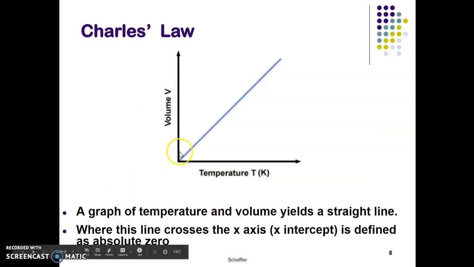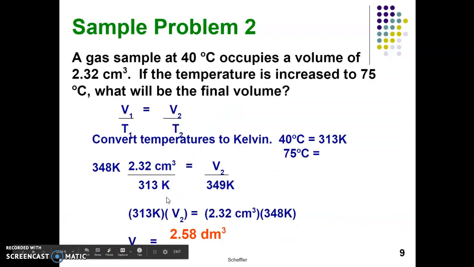So the graph of temperature and volume gives you a very nice straight line because it is directly proportional. Where you see the x-axis is defined as absolute zero. Absolute zero is when all motion stops. We're not really going to get into that too much right now, but make sure that you know that at this zero temperature and zero volume, that is known as absolute zero.